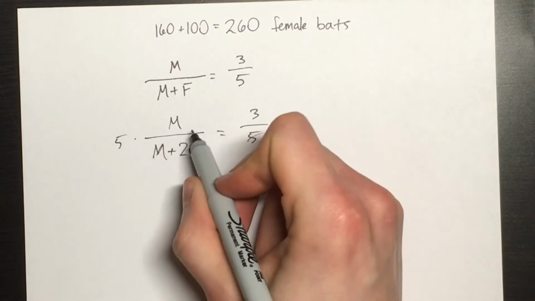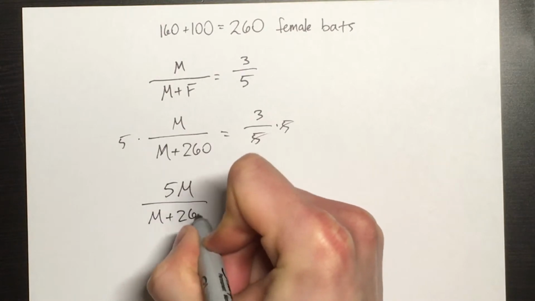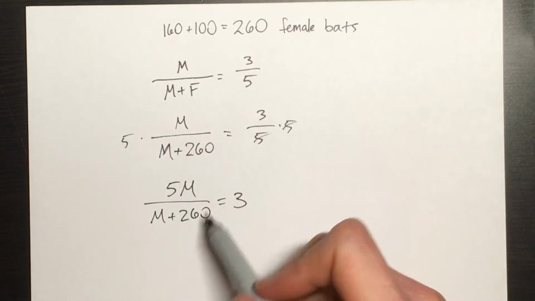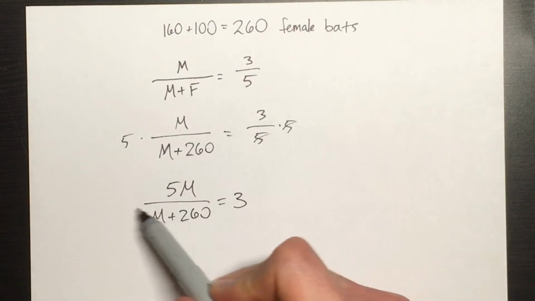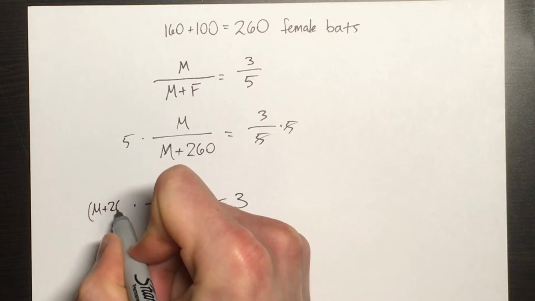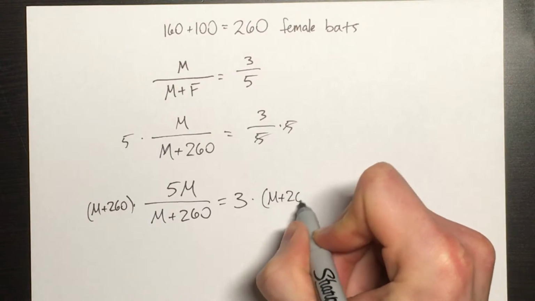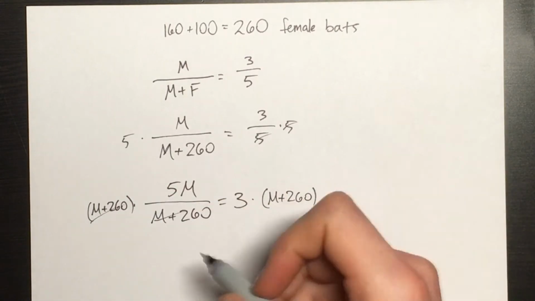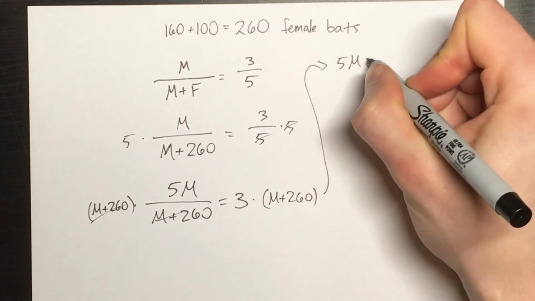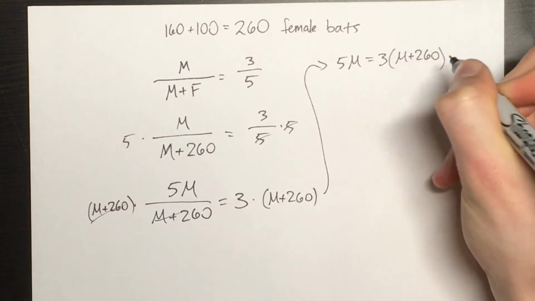So now we have 5 times this, which is the same as 5m over m plus 260 is equal to 3, right? And from here, again, we still have one more fraction. How do we get rid of it? Multiply by whatever's on the bottom. So get it all in one line. So m plus 260, on both sides, m plus 260. So this goes away, or is canceled out. So let's move over here. You have now 5m is equal to 3 times m plus 260.